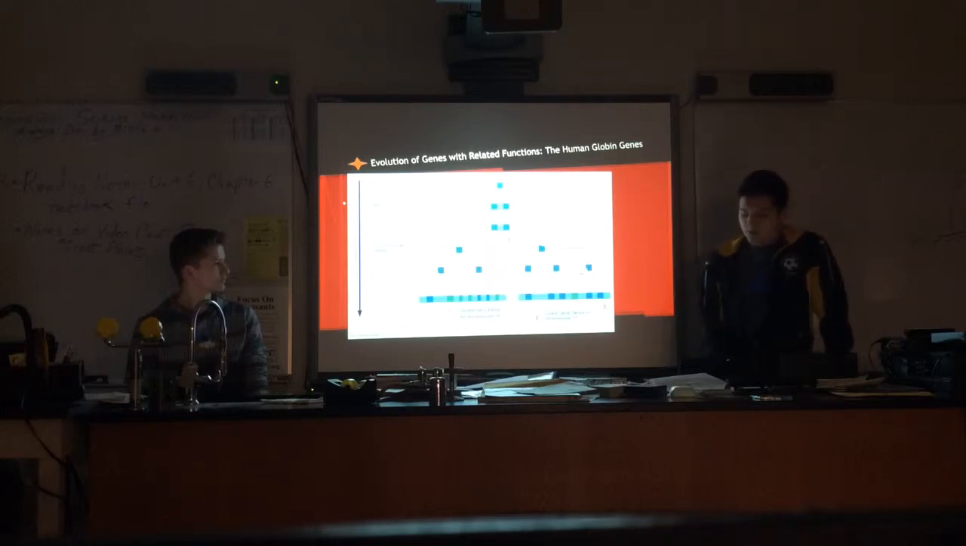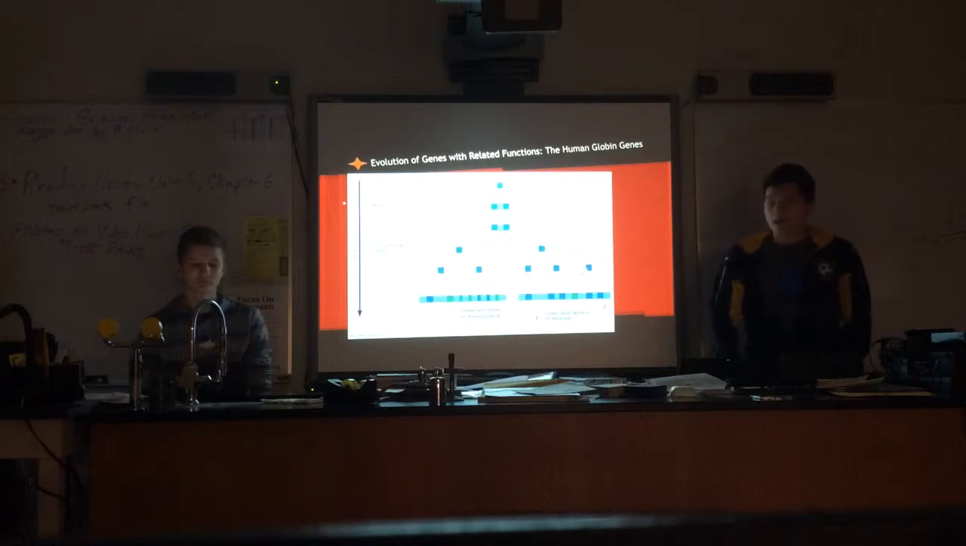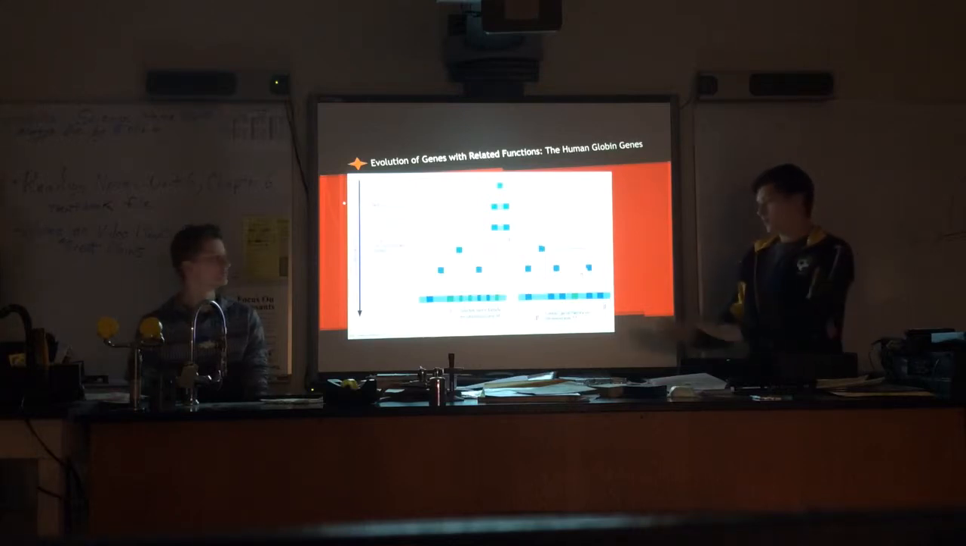An important concept to realize is that though some mutations had no effect on the organism and some had an adverse effect, a few mutations must have altered the function of the protein in a way that was advantageous to the organism.